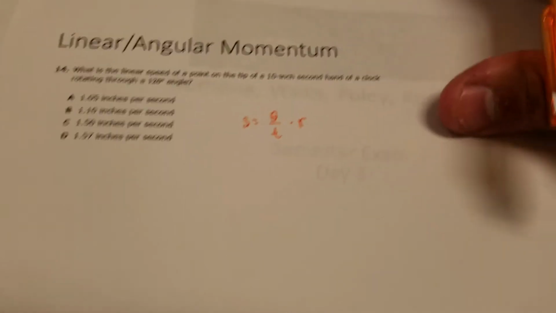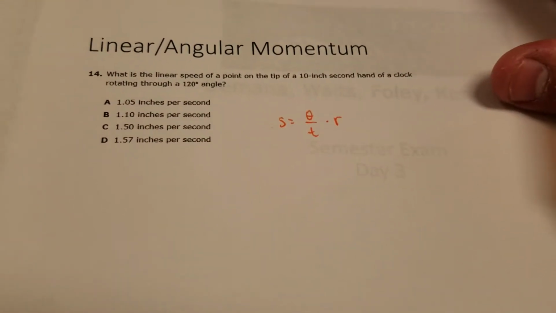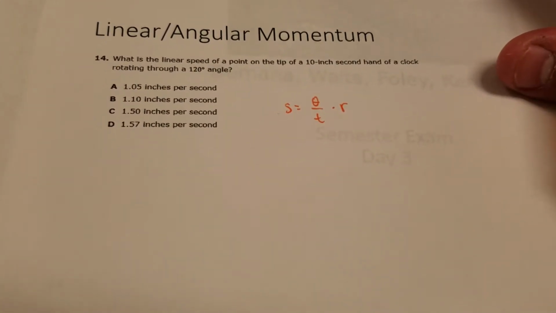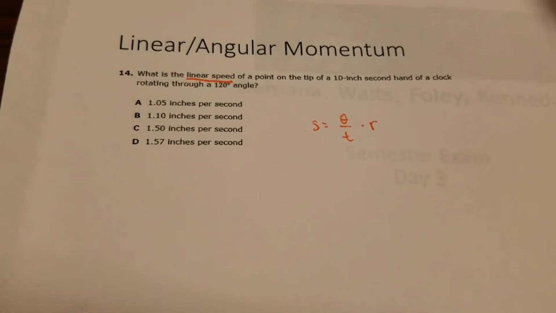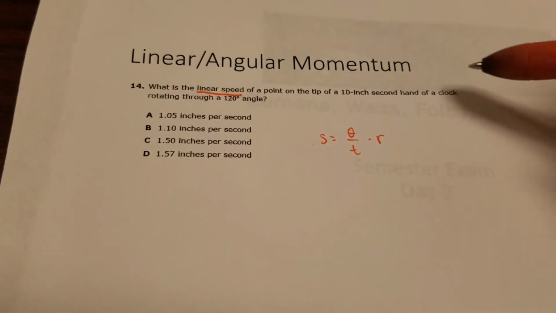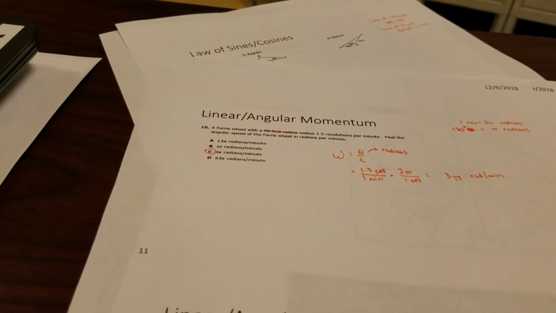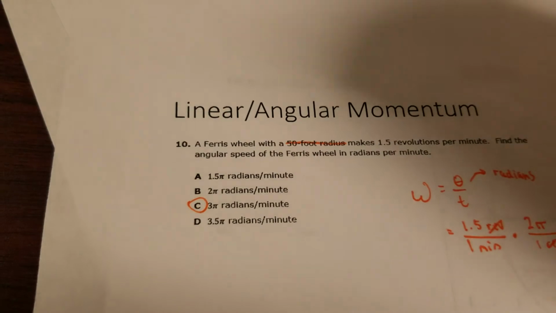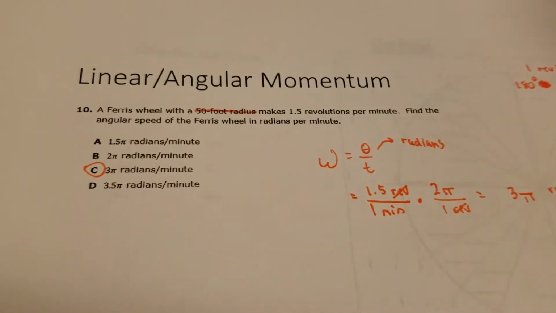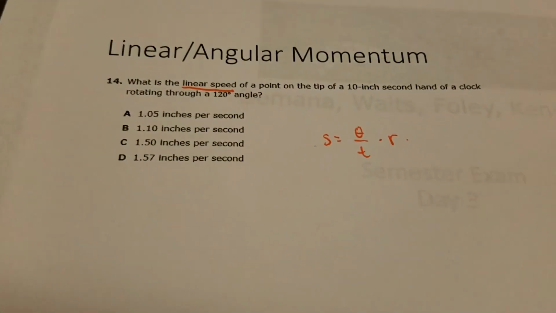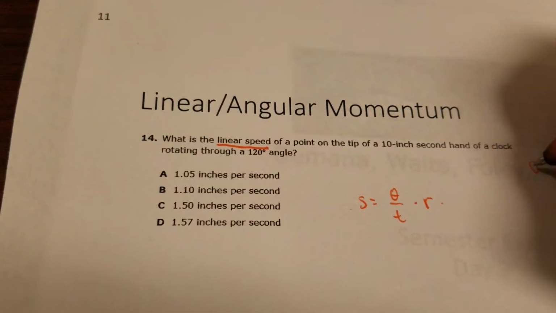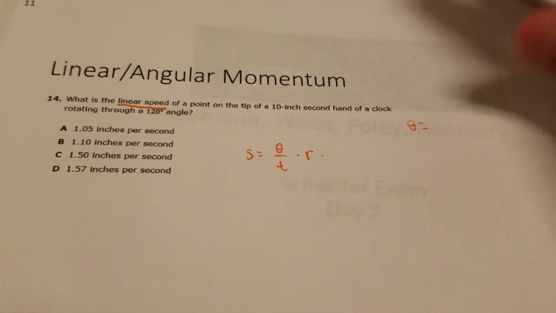The final problem for this set of questions is linear speed. It's very similar to angular speed, the difference being this one is multiplied by a radius. This one did not, this one did. Here they were asking for angular speed, and over here they are asking for linear speed. Remember, the angle has to be in radians.